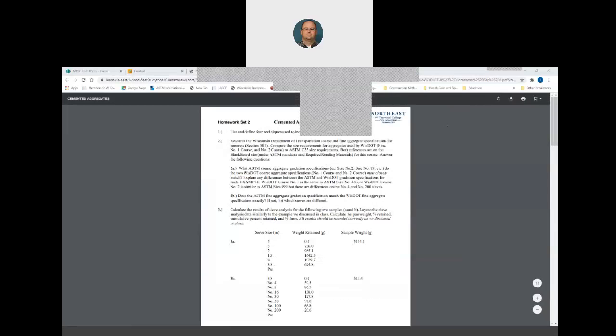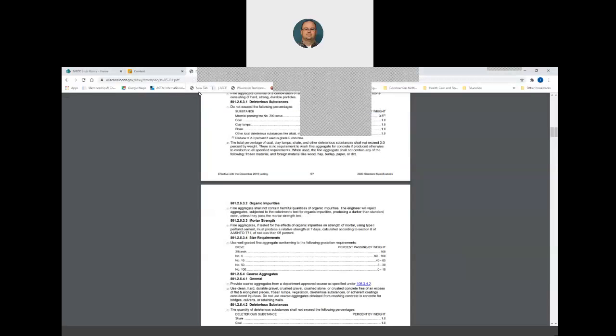So if I look at number 2B, 2A was coarse, we're going to compare coarse. Now that I'm talking about fine, let's go to 2B. Does the ASTM fine aggregate gradation specification match the WSDOT fine aggregate specification exactly? If not, list the sieves that are different. All right, so now if I go back, here, okay, 3/8 inch sieve, 100.